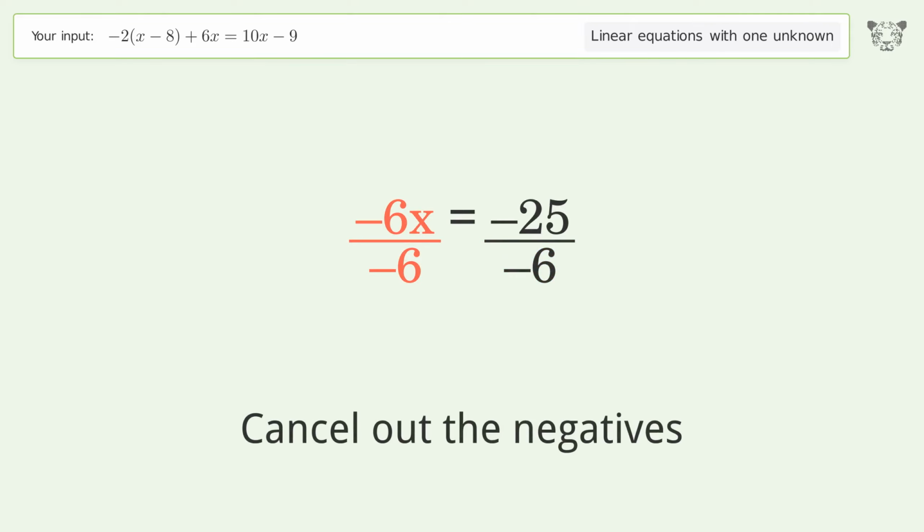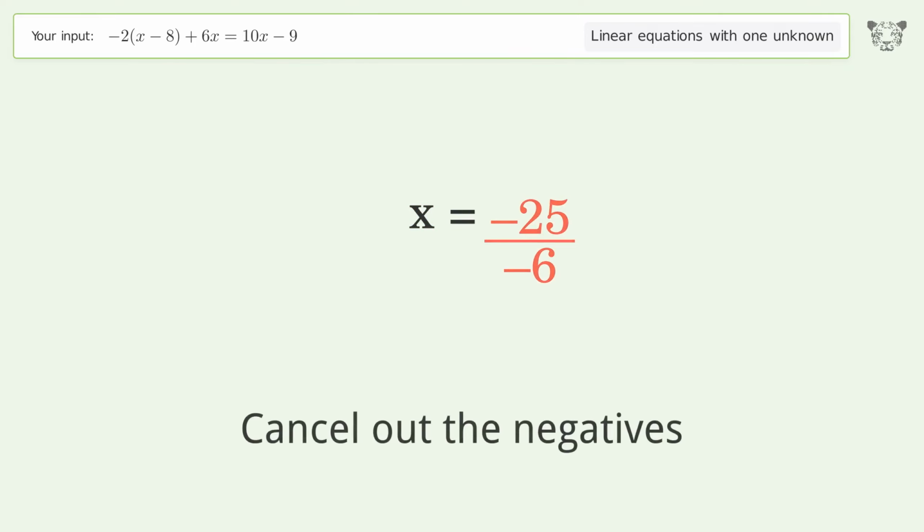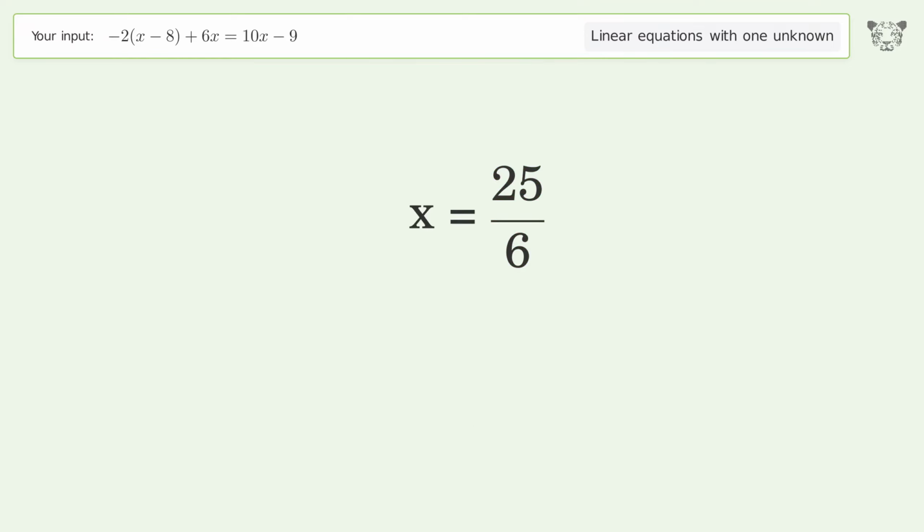Cancel out the negatives. Simplify the fraction. Cancel out the negatives. And so the final result is x equals 25/6.